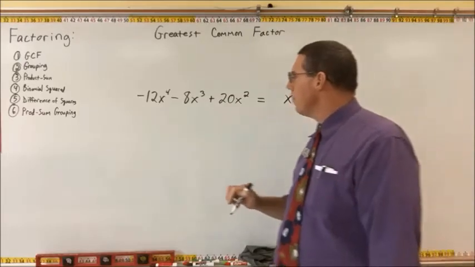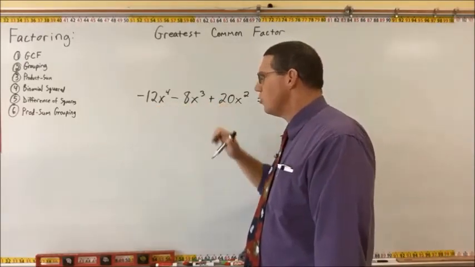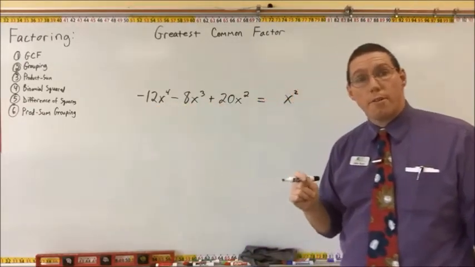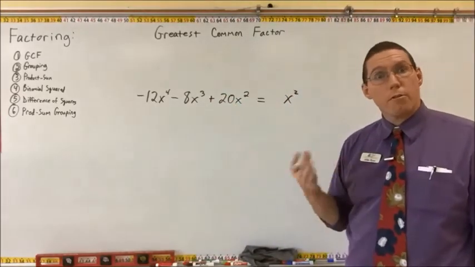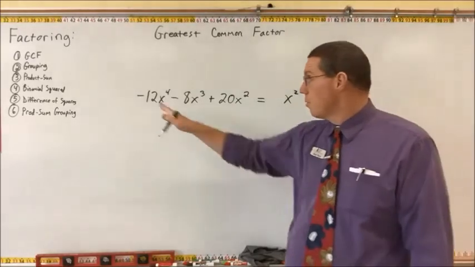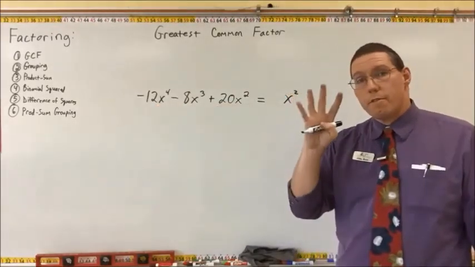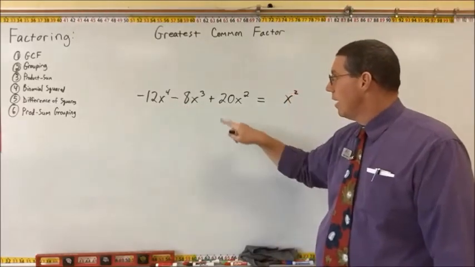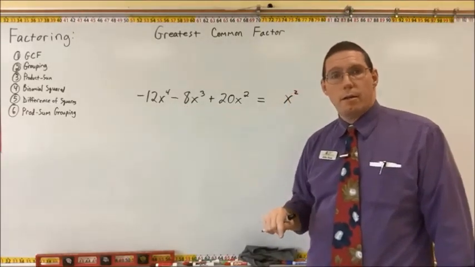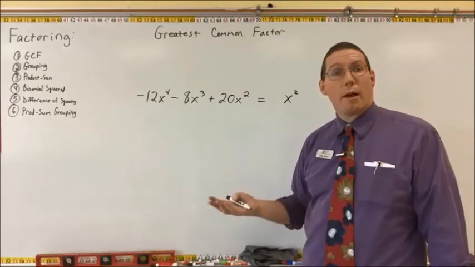Now, what number goes into 12, 8, and 20? The largest whole number that goes into 12, 8, and 20. Now, you might have been thinking 2, but there's a larger number than 2 that goes into all these numbers, and that number is 4. 4 goes into 12, 4 divides evenly into 8, and 4 divides into 20 as well. So we're going to take out a 4.